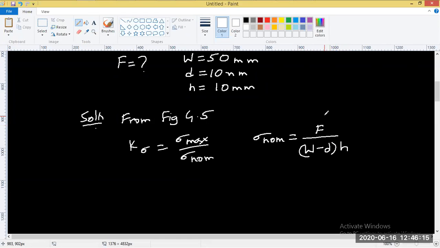So here we don't know the force. We know W, we know D, we know H. We also know sigma max, right? But K sigma is yet to be known. Okay, so first let's substitute and find the value of nominal stress, or find the value for K sigma and plug this value in here to get the force F.